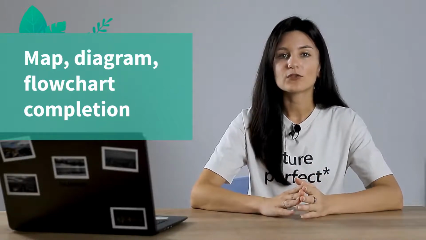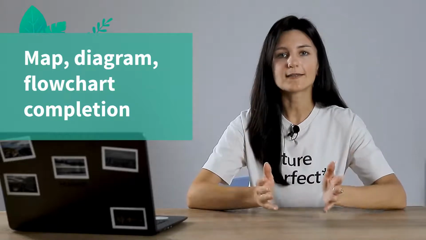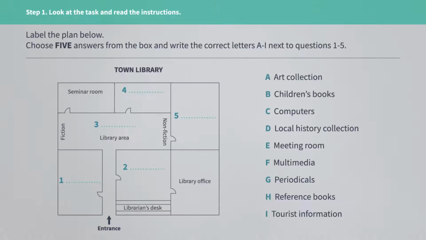The first thing to do is look at the whole task and check the instructions. So, what can we see? There are 5 objects to label in the plan. You should choose options from a longer list. So you don't write the words you hear, but only the letters from the list. It's got 9 options, so 4 of them are extra.